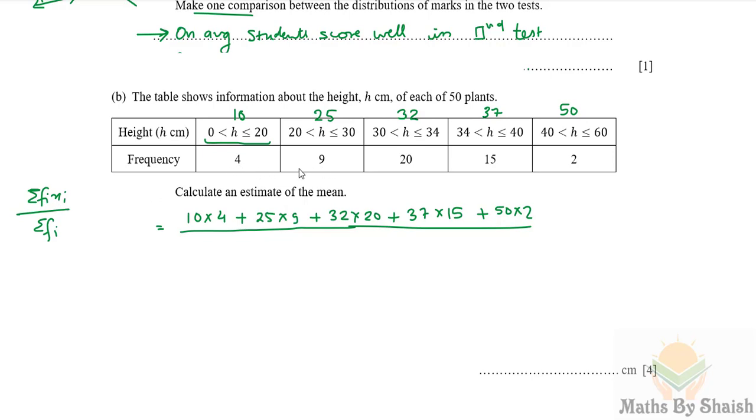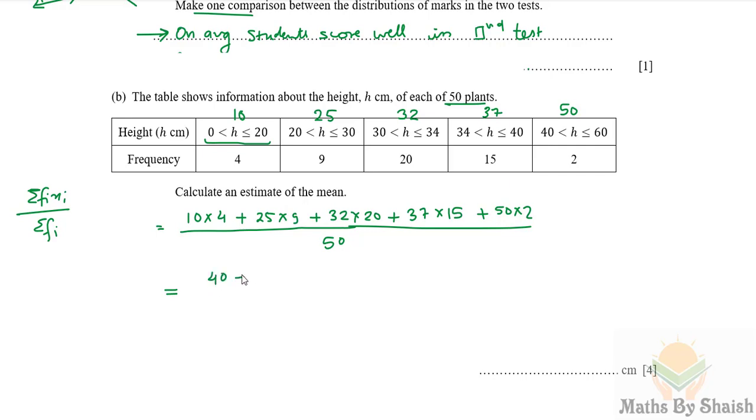So let's find summation of fi, that is the sum of all these. 4 plus 9, 13, plus 20, 33, plus 5, 38, plus 10, 48, plus 2, 50. Anyway, it was given that there are 50 plants. So now we will calculate this.